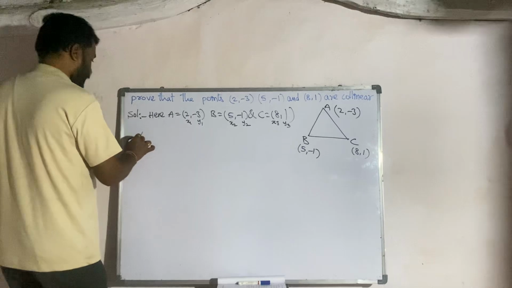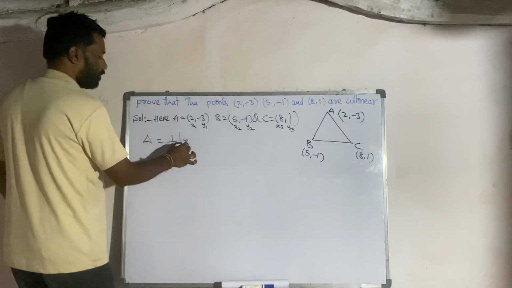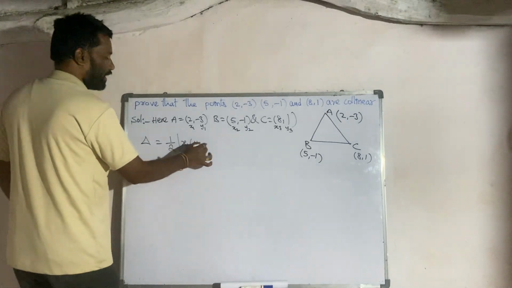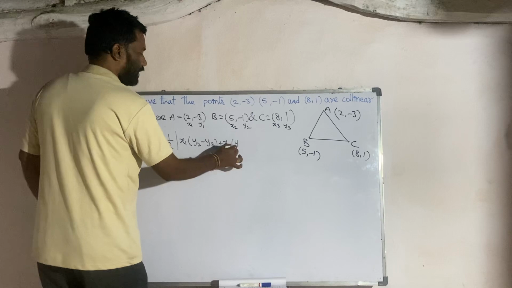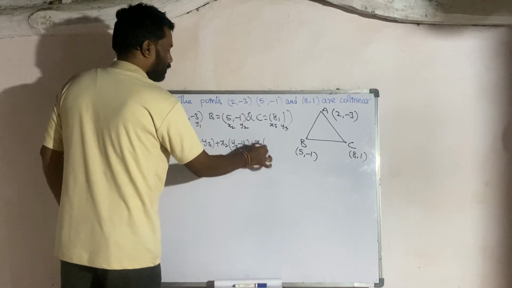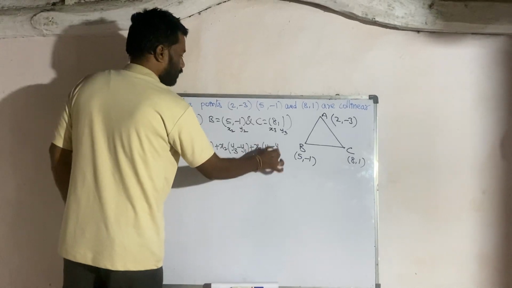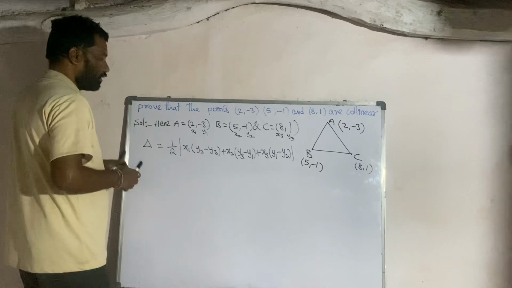So for the area of the triangle, the formula is delta equal to 1/2 mod of x1 into (y2 minus y3) plus x2 into (y3 minus y1) plus x3 into (y1 minus y2). We have to show that this value is equal to 0.